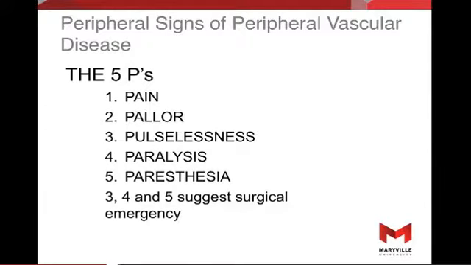So thinking about the peripheral signs of peripheral vascular disease, the 5 Ps. These are key things you can do during your physical exam to catch it. So first would be pain, pallor, pulselessness, paralysis, paresthesia, and 4 and 5 actually suggest surgical emergency. 3, 4, and 5.